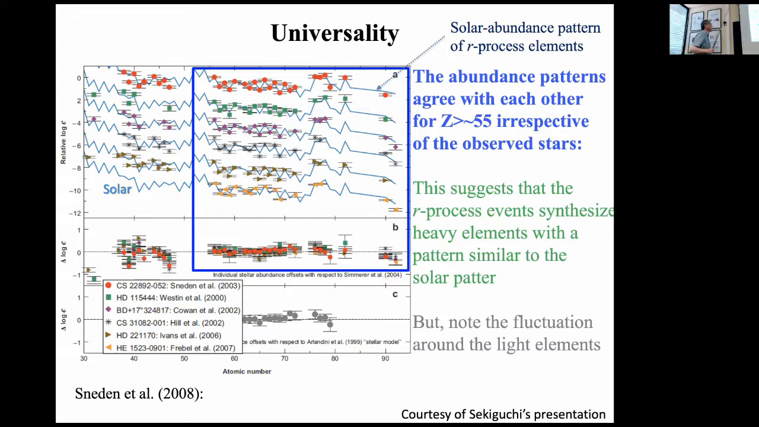This suggests that the r-process is likely to occur in one type of event. Otherwise, it's quite difficult to reproduce this kind of universality. Then the question is whether a neutron-star merger can reproduce this universality or not. In my talk, I'm going to talk about it: with some kind of neutron-star merger, it's possible to reproduce this kind of universality.